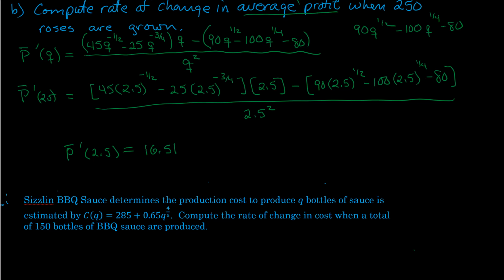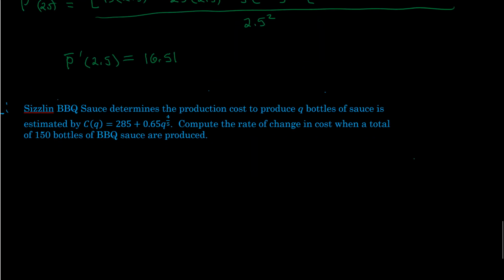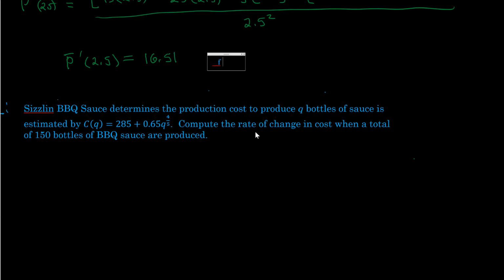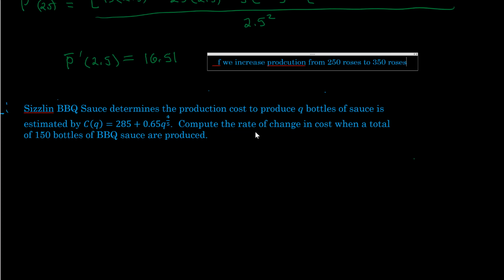I don't know. Okay. What this says is, remember because this is a slope, if we increase production from 250 roses to 350 roses, the profit will increase by 1651. Okay. Now, where did all that information come from?